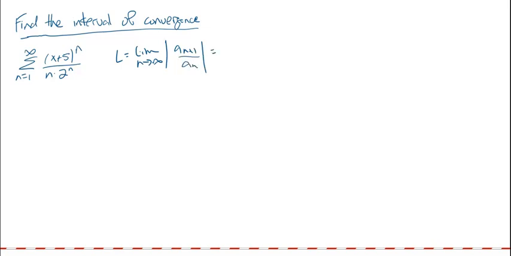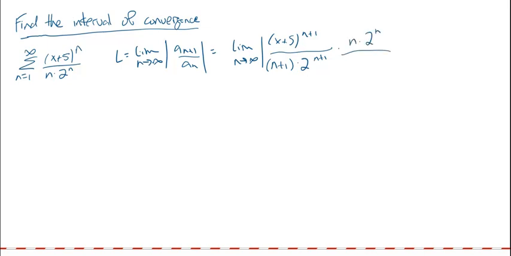which is the limit as n goes to infinity, absolute value. I'm going to take (x plus 5), raise it to the n plus 1, and put it over top of (n plus 1) times 2 to the n plus 1. Copy, dot, flip, n times 2 to the n over (x plus 5) to the n. I'll go ahead and reorder. Equals limit as n goes to infinity, absolute value, (x plus 5) to the n plus 1 over (x plus 5) to the n times 2.